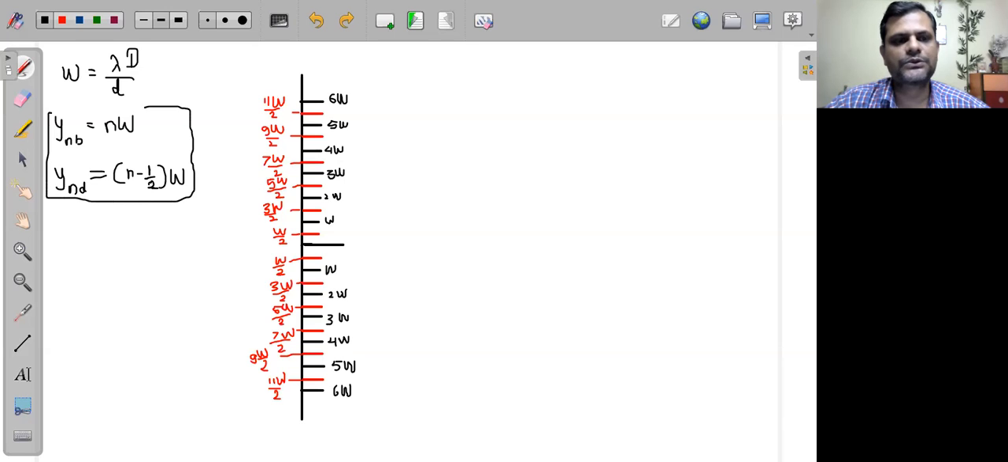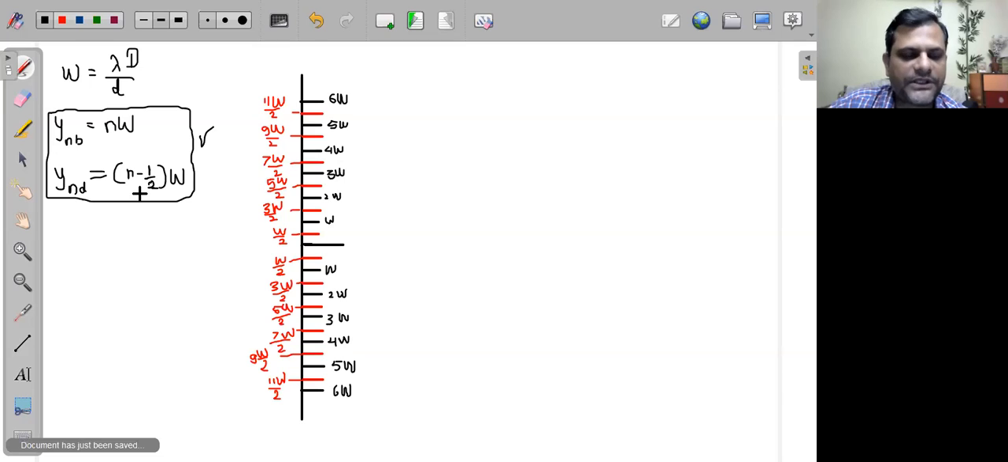Remember, these two formulae are just sufficient to find out the distance of the nth bright or nth dark band from the center of this interference pattern on the screen here. Remember this properly. And using this formula, we can also find out the wavelength of light here.